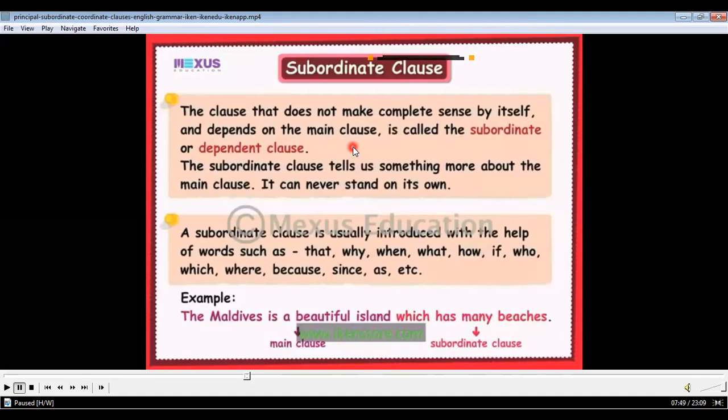and depends on the main clause. It is called the subordinate or dependent clause. The subordinate clause tells us something more about the main clause. So we discuss the main clause, and if we want to give more details about the main clause, we usually use the subordinate clause.